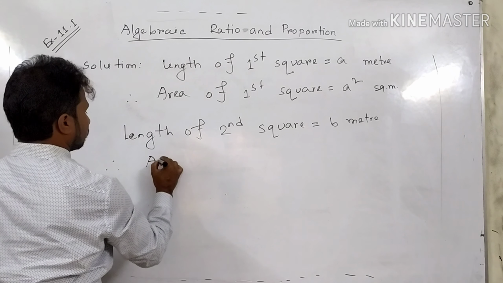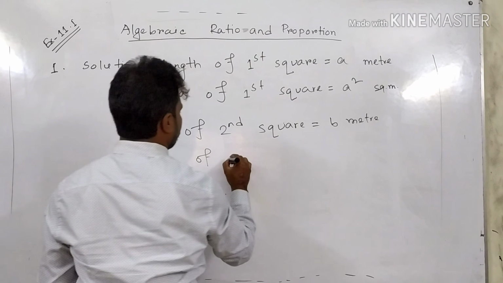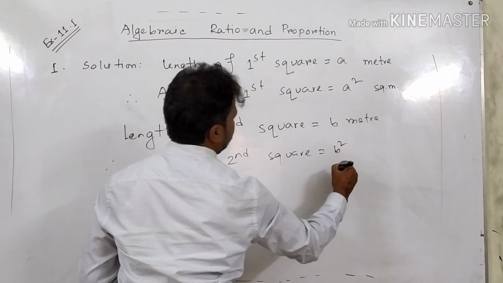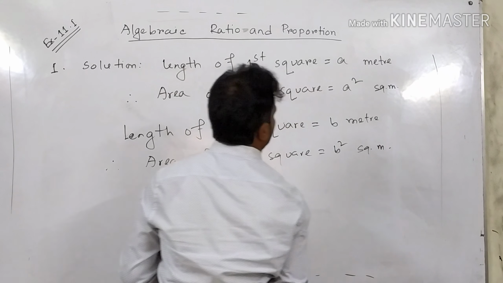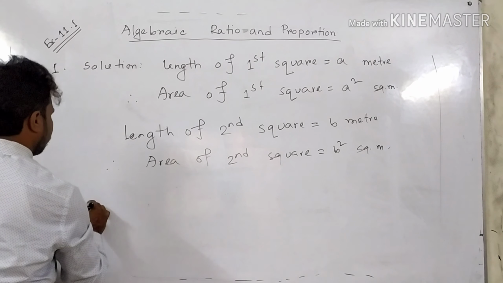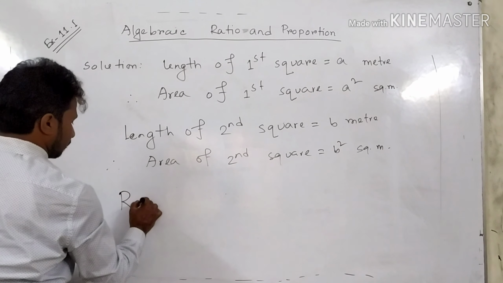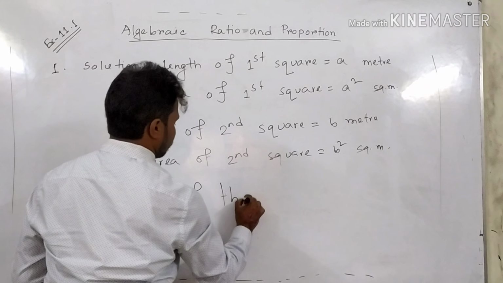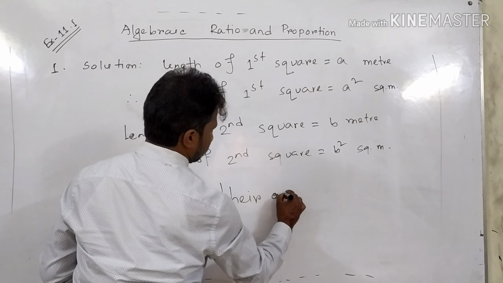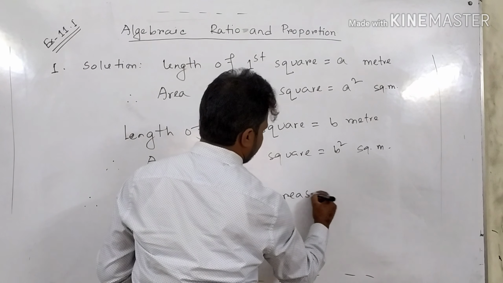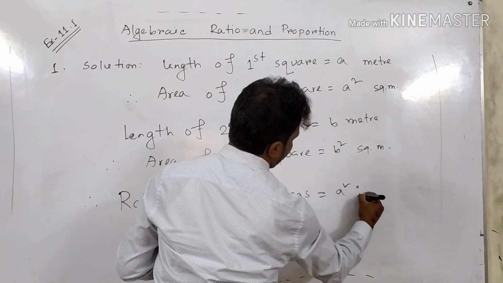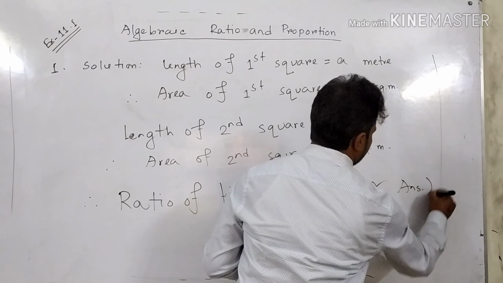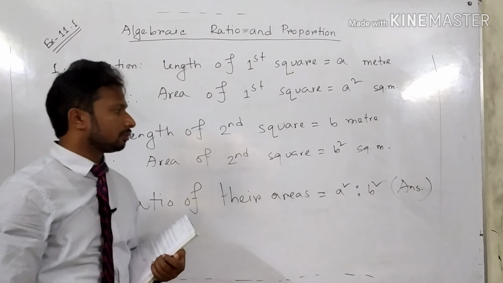Therefore area of second square equal to b square meter. Therefore ratio of their areas equal to what? A square ratio b square. This is the answer.